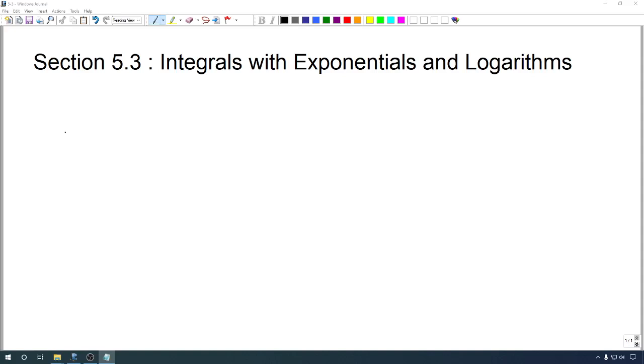Today we're going to include our exponential and logarithm functions into integration. Now once again, integration is just the reverse of differentiation, so we're going to start with the derivatives that we took in our last chapter, and we're going to turn them into indefinite integrals here. We're going to start with exponentials.